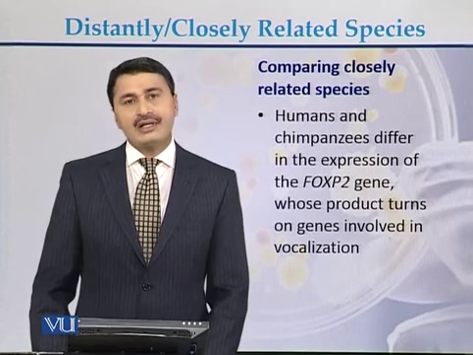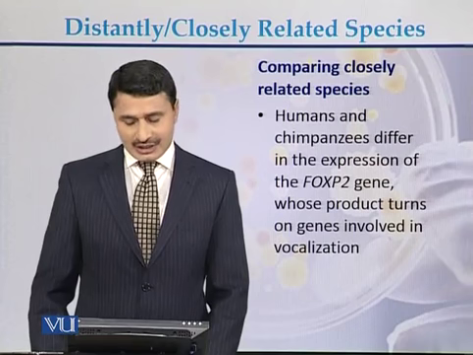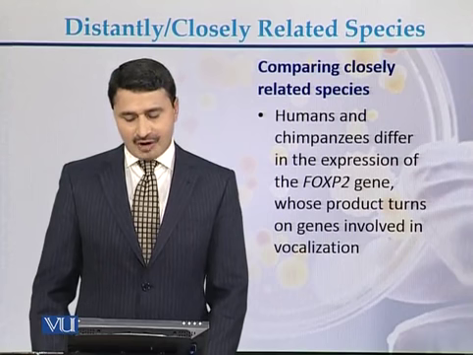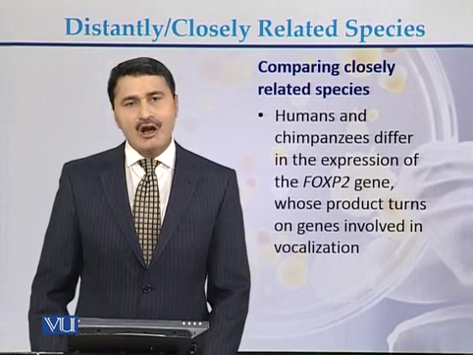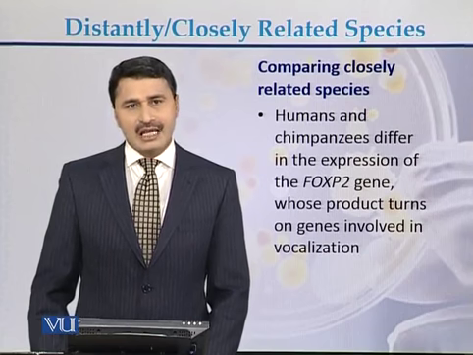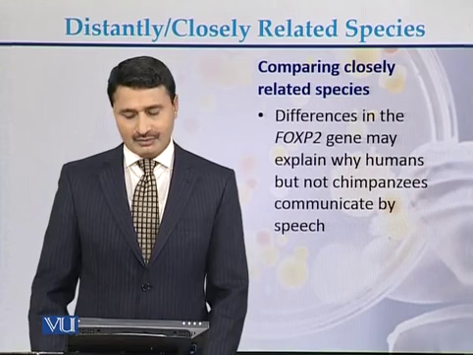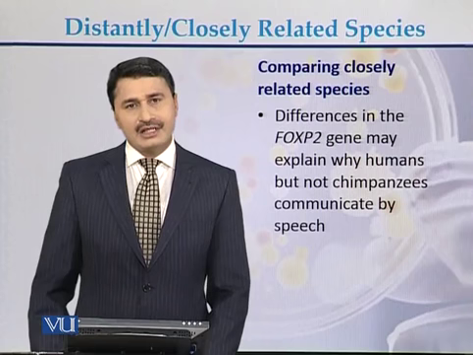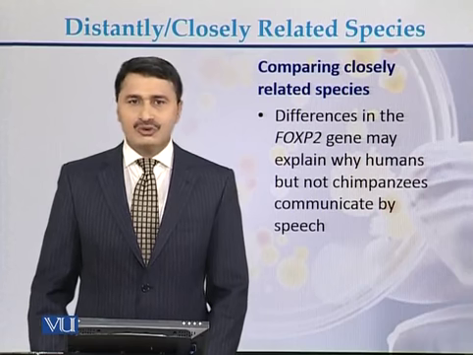Humans and chimpanzees differ in the expression of the FOXP2 gene, whose product turns on the genes involved in vocalization. So this is the comparison of the FOXP2 gene: due to the expression of this gene, humans can communicate and talk with each other, while chimpanzees cannot. Differences in this gene have already been shown to explain the difference in communication between humans and chimpanzees.